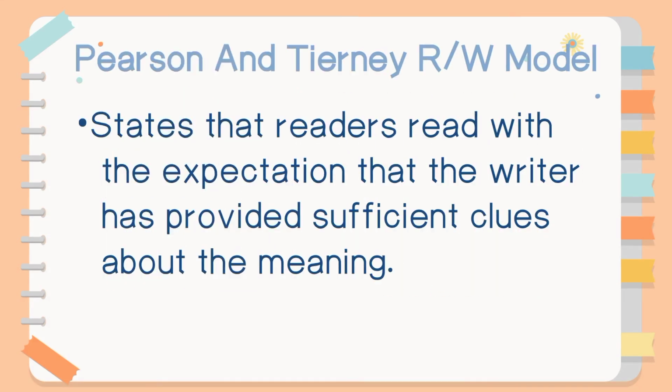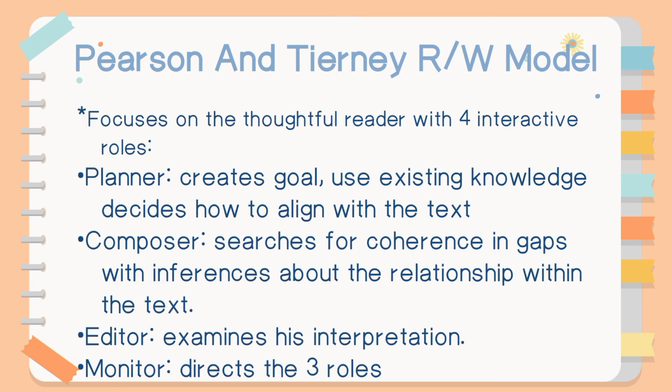So next is the Pearson and Tierney or RW model. It states that the reader reads with the expectation that the writer has provided sufficient clues about the meaning. This means that it involves a negotiating of meaning between the reader and the author, both of whom create meaning through the medium of the text. The Pearson and Tierney model focuses on the thoughtful reader with four interactive roles. First is the planner, second composer, third editor, and the fourth is monitor.